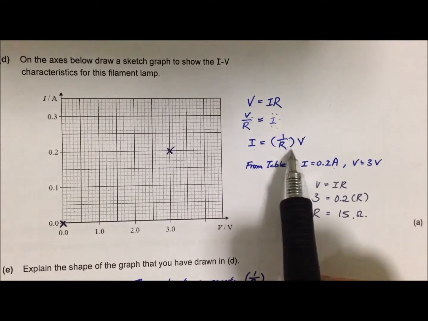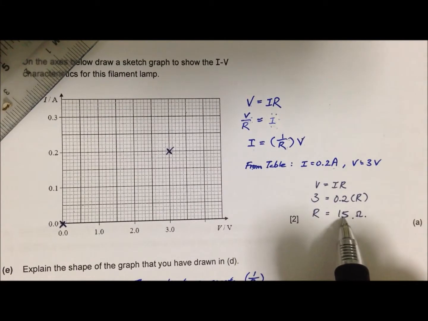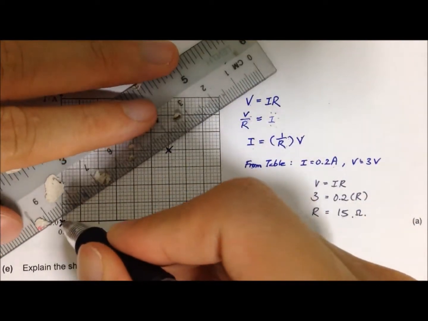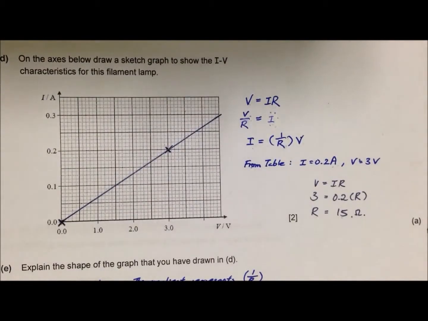From this relationship, you know that it is going to be a straight line because you just worked out that r is going to have a fixed value. So the gradient is going to be constant and it's going to be positive. So ta-da! This will be your relationship.